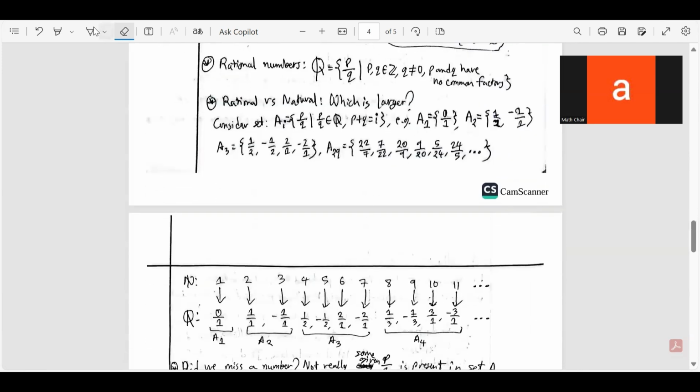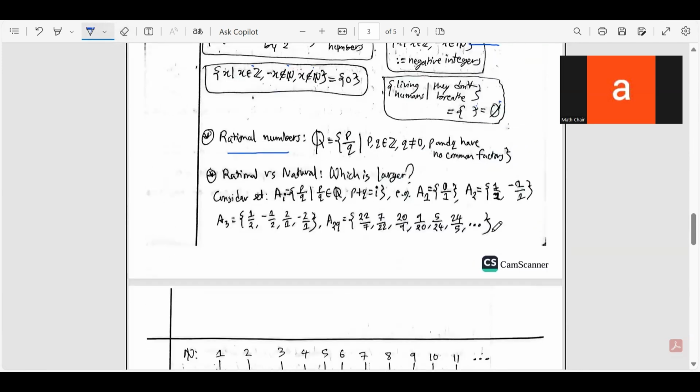Now that we are familiar with set builder notation, let's look at rational numbers. If I had to express the set of rational numbers, I would say they are a set of elements of the form p by q such that p and q are integers. The number q, which is the denominator, can't be zero.